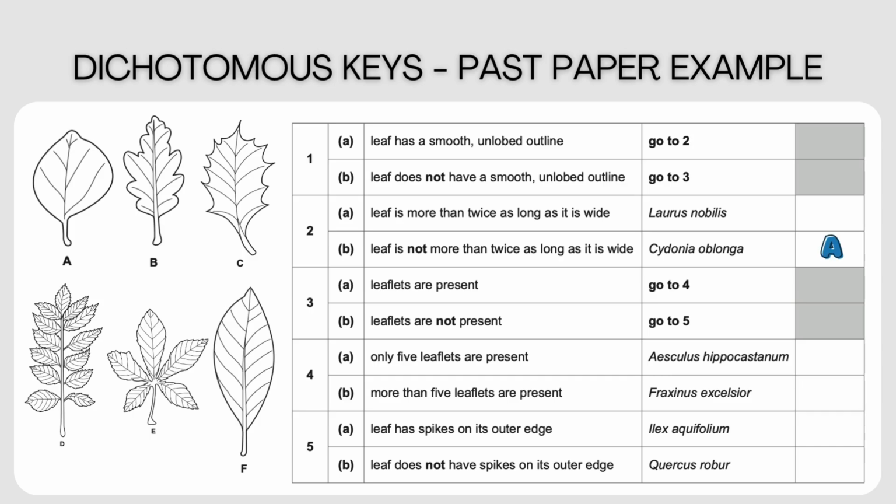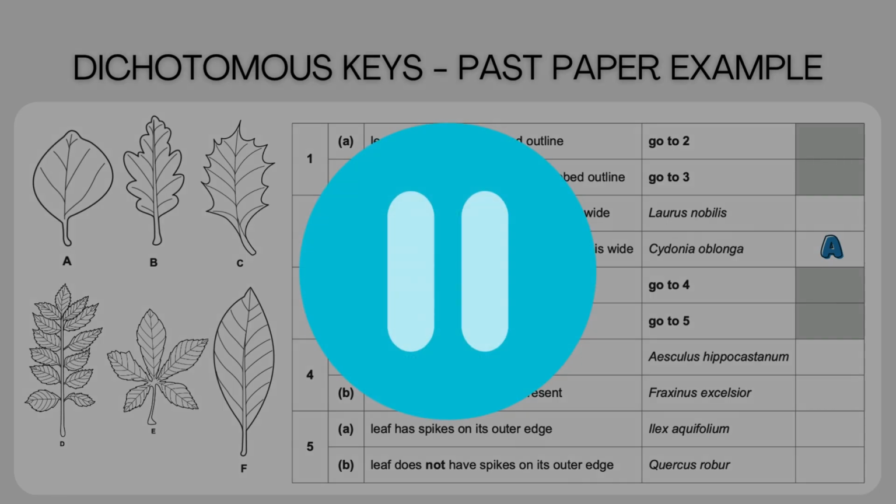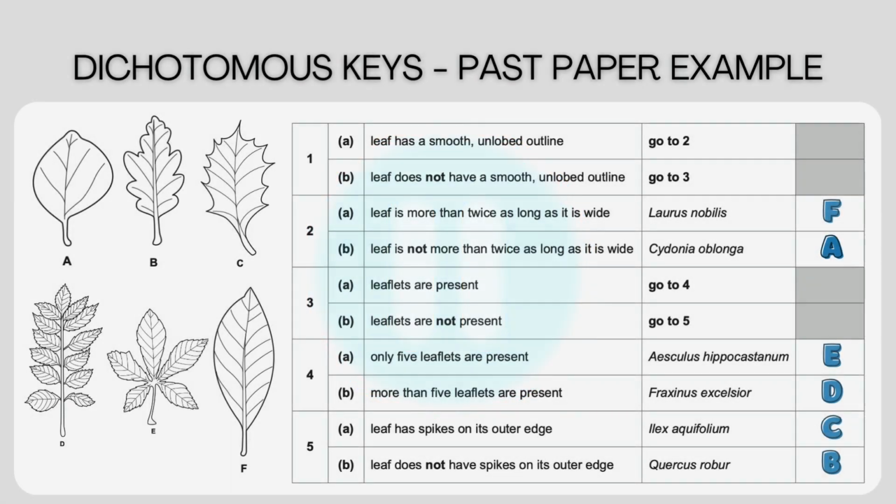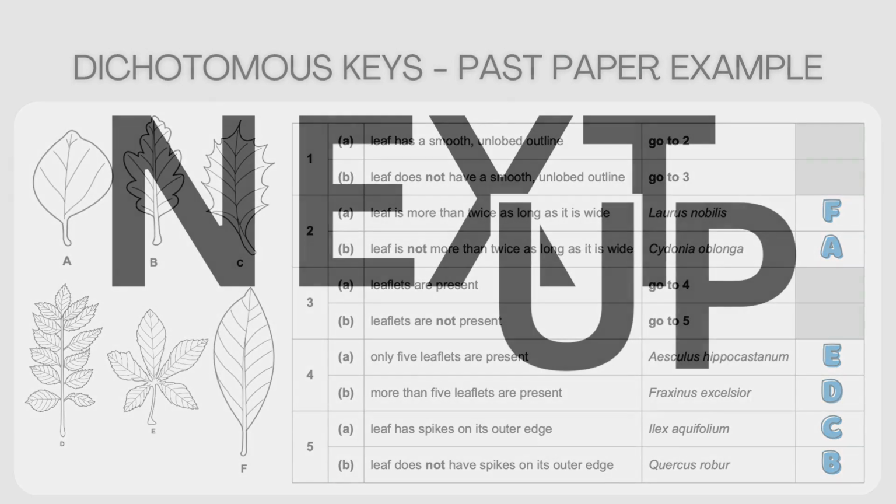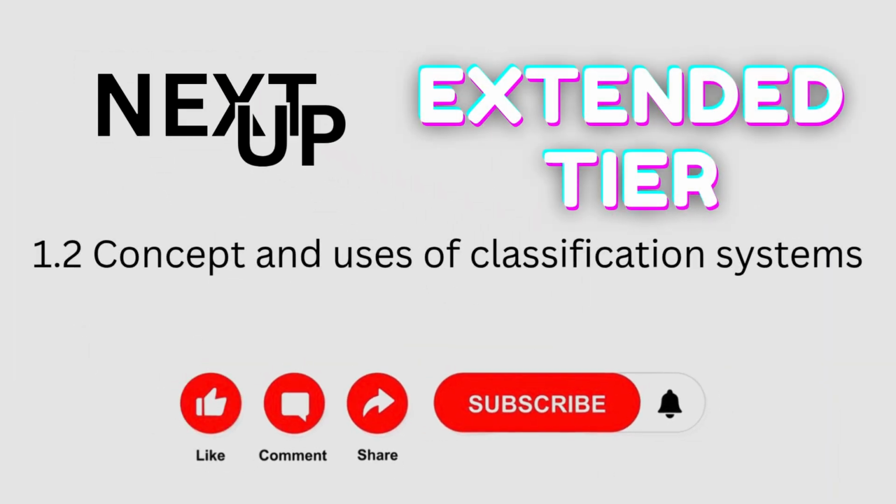Now following the same method, we solve for all the other leaves. Pause the video and have a go yourself. Alright, so I have given you the answers here. Next up, we cover supplement 1.2, concept and uses of classification systems. This video will be for those aiming for the extended part.